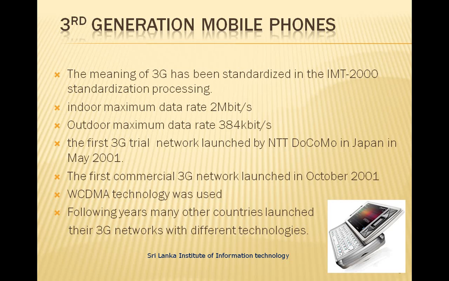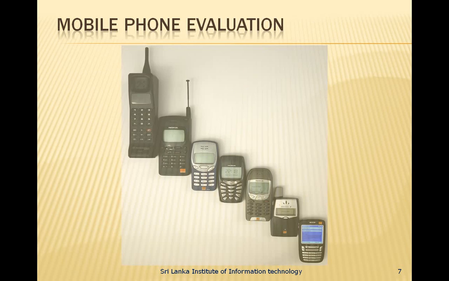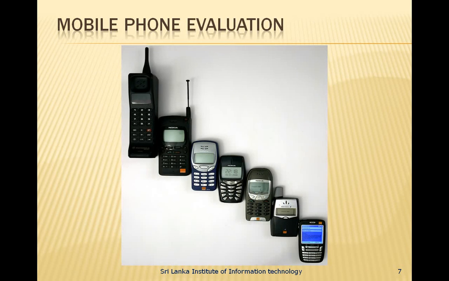The first commercial 3G network launched in October in the year 2001. Technology used in the third generation was WCDMA. Likewise, there are so many technologies embedded in new mobile phones to satisfy mobile phone users. In this picture, you can see phones with different sizes. That is how the evolution of mobile phones happened with time.